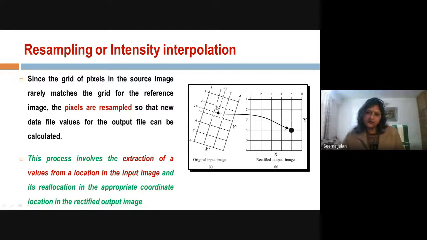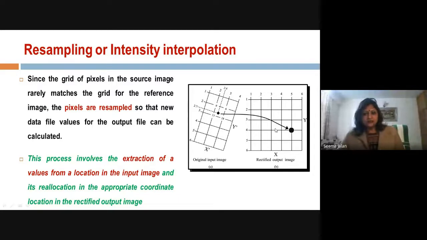As you can see, this was my input grid where I had very clear rows and columns. I had values at the intersections of rows and columns. This intersection is 2, 2. This intersection is 3, 2. This is 2, 3. And this is 3, 3. And I had pixel values here.